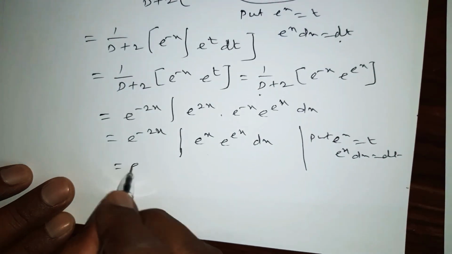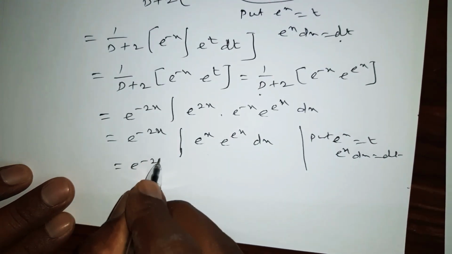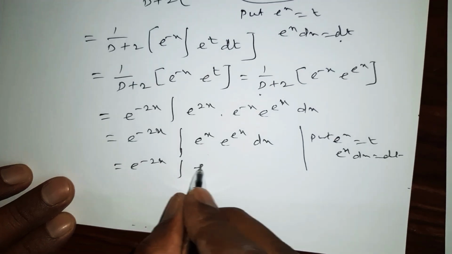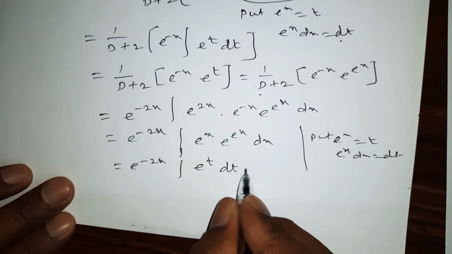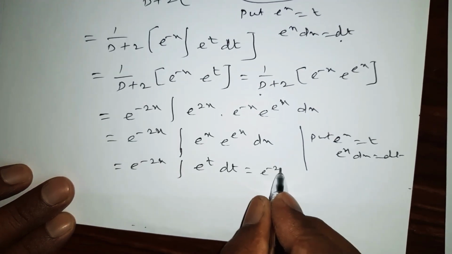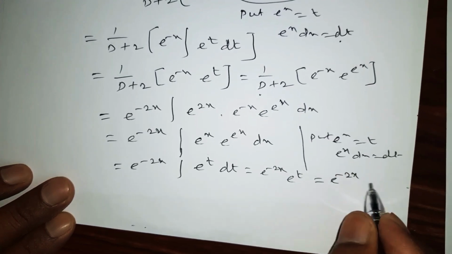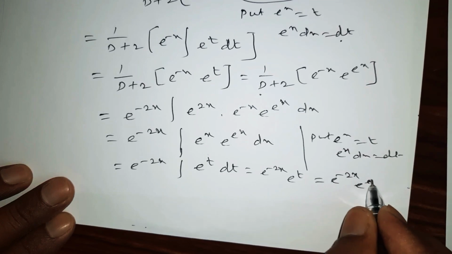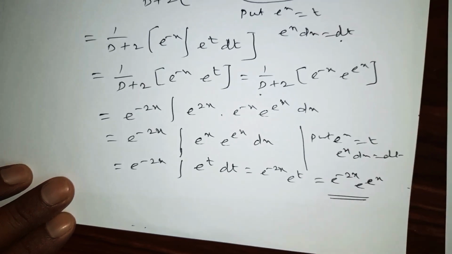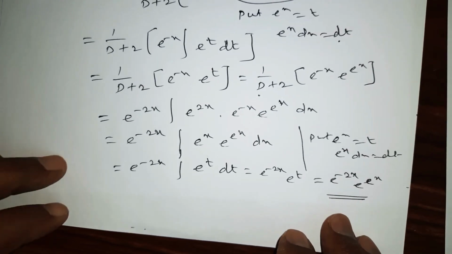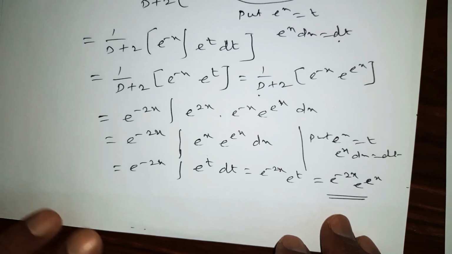Okay, let us complete your answer. E raised to minus 2x, then integration of e raised to t dt is equal to e raised to minus 2x e raised to t, that is e raised to minus 2x into e raised to x. So, this is your answer, right. So, in this way we can solve problems on the general method.